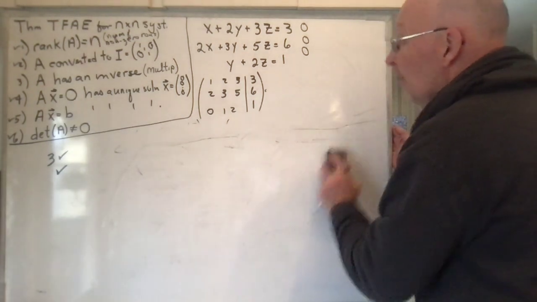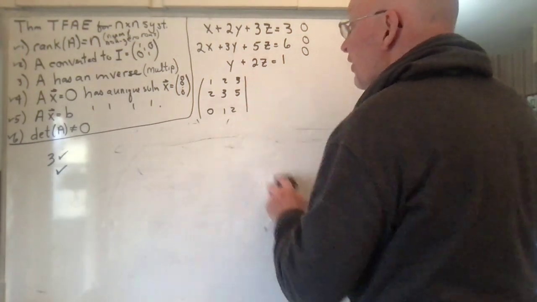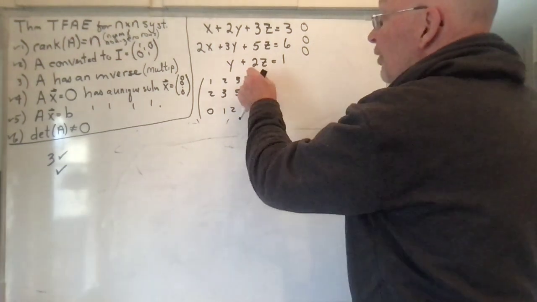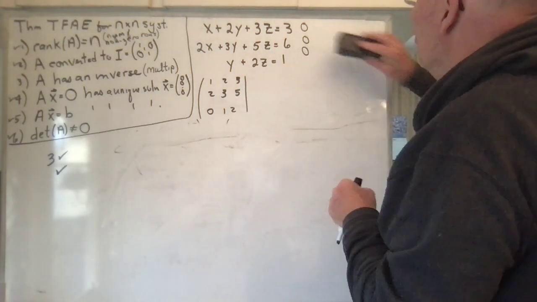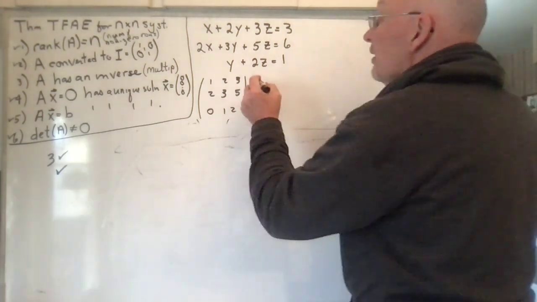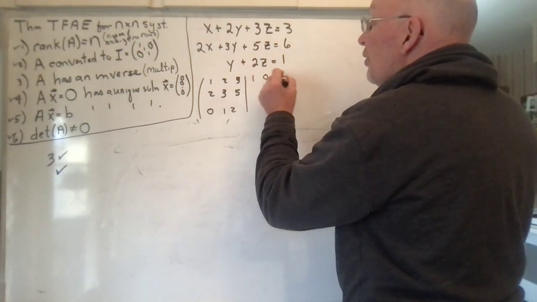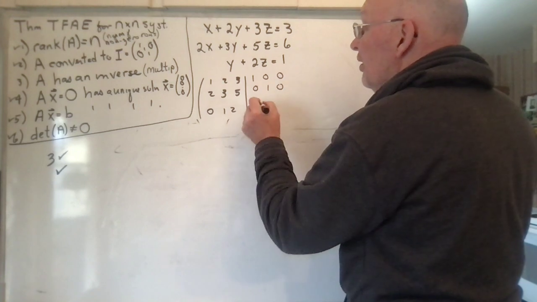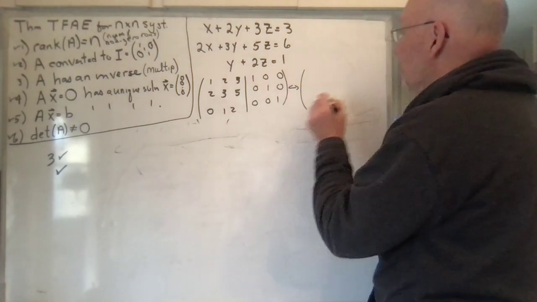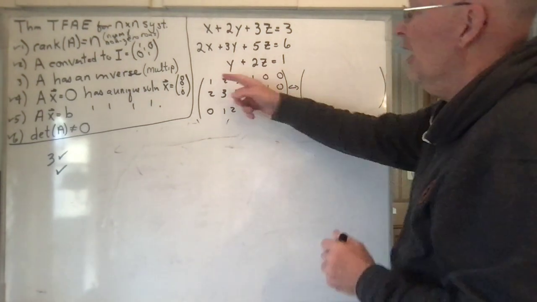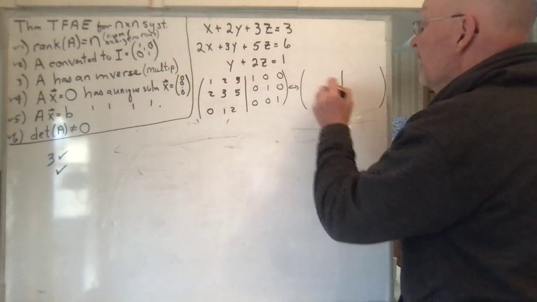Sorry about this, I'm erasing all the evidence. But here's what we do. Instead of putting the answers here, 3, 6, 1, we put the identity matrix right here: 1, 0, 0, 0, 1, 0, 0, 0, 1. And we go through those same series of steps we did before, and we get this thing to look like the identity.